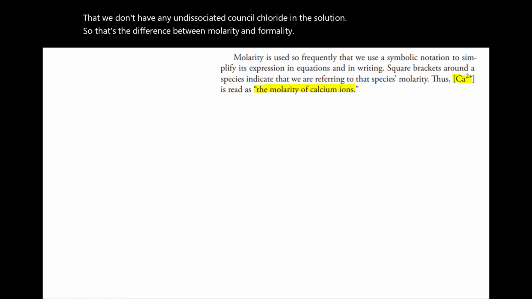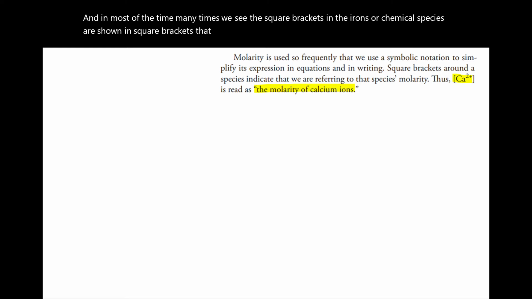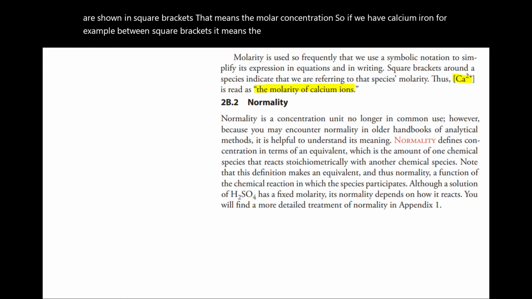Many times we see square brackets, and the ions or chemical species are shown in square brackets. That means the molar concentration. So if we have calcium ion, for example, between square brackets, it means the molarity of calcium ions.